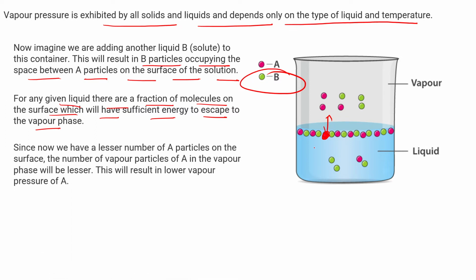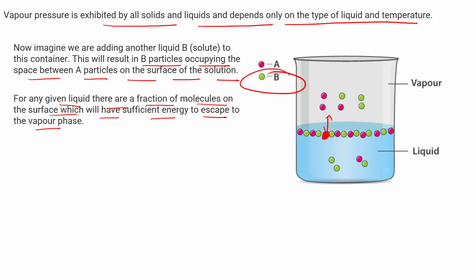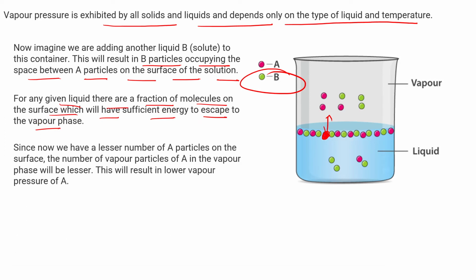But since now we have a lesser number of particles, the pink particles in this layer are fewer than in the previous slide, where there were more particles. So what does this suggest to you? This suggests that, because of the green particles of B, the number of vapor particles of A in the vapor phase will be lesser. This will result in a lower vapor pressure of A.